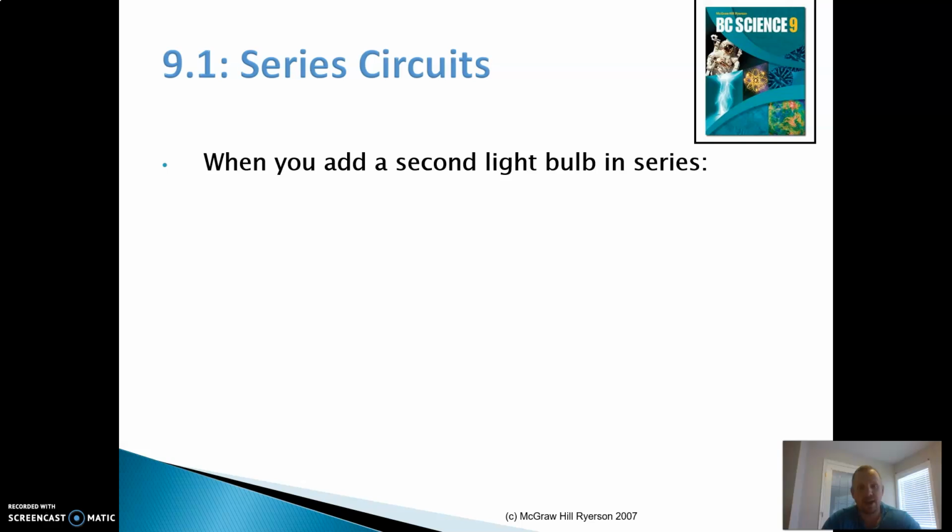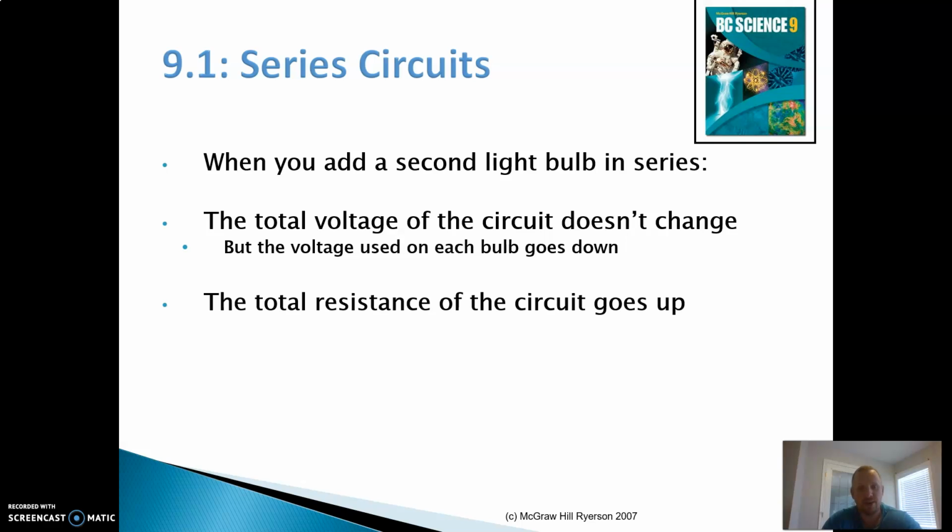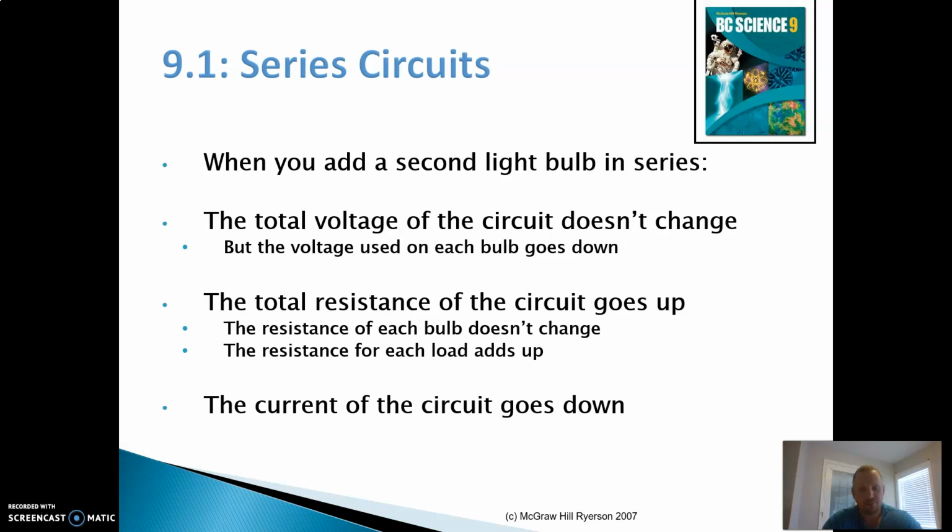So just to sum that up, when you add a second light bulb in series, the total voltage of the circuit stays the same, the voltage put out by the battery, but the voltage used on each light bulb goes down. The total resistance of the circuit goes up because now there's resistance coming from more than one light bulb, but the resistance of each light bulb doesn't change. And finally, the current of the circuit goes down because of Ohm's law. So the voltage stays the same, resistance goes up, current goes down.